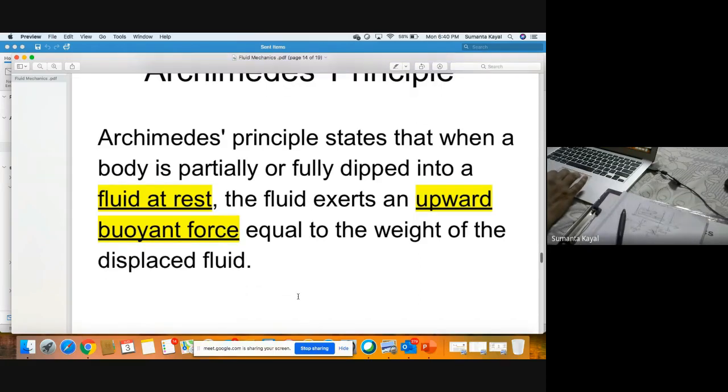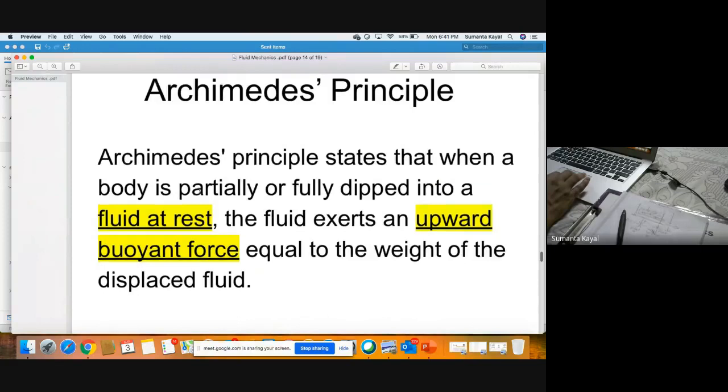So here, again, fluid at rest. I just highlighted this point. Archimedes' principle will also hold good for fluid in motion, but we need to consider viscosity, surface tension, and all those other components. But here, in your syllabus, for your subject, it is fluid at rest. Archimedes' principle states that when a body is partially or fully dipped into a fluid at rest, the fluid exerts an upward buoyant force equal to the weight of the displaced fluid.